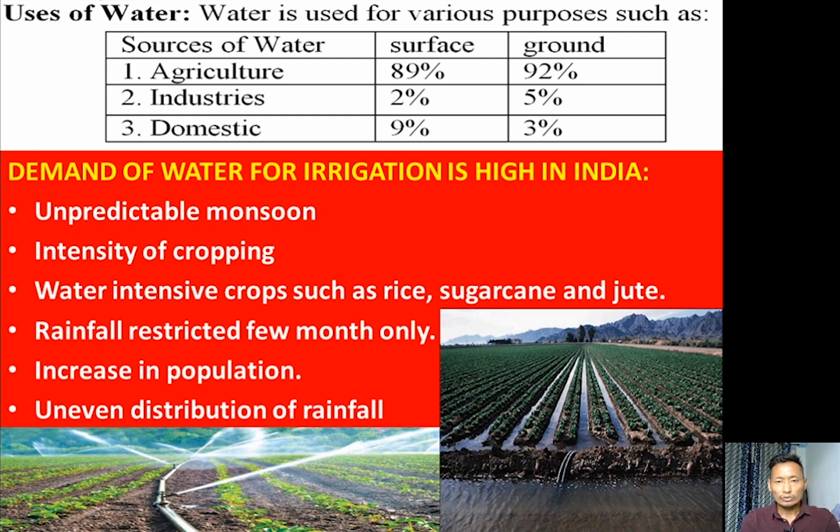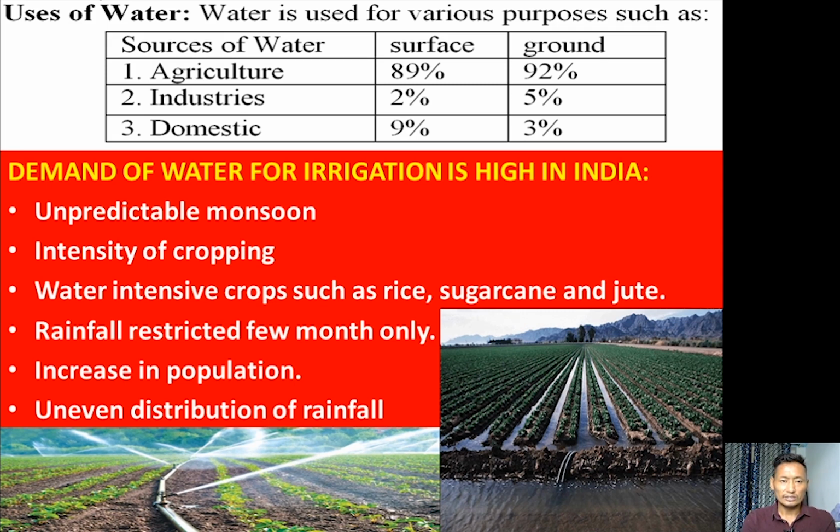So in order to protect water intensive crops such as rice and sugarcane, and sometimes the amount of rainfall is not that high, in order to protect the water intensive crops such as rice, sugarcane, and jute, we have to take surface and underground water through irrigation in the agricultural land. And in India, rainfall is restricted only to a few months, so monsoon season is the rainfall.